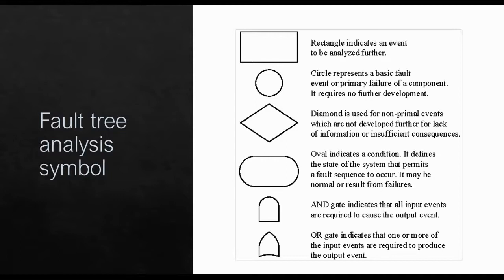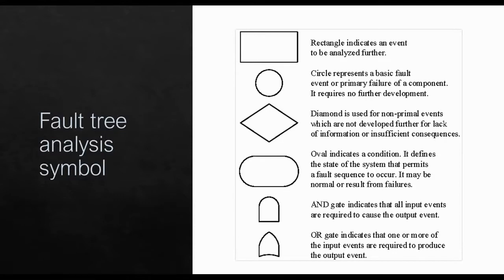Then the circle is what we call the independent event. The circle represents the basic fault event or primary failure of a component. It requires no further development. So an independent event has no further development, meaning there are no more branches. The diamond is used for non-primary events which are not developed further for lack of information or insufficient consequences.